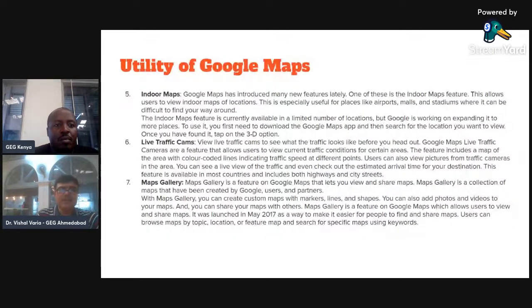Then is the Map Gallery, seventh. Map Gallery is a feature on Google Maps that lets you view and share maps. It is a collection of maps that have been created by Google users and partners. With Map Gallery, you can create custom maps with markers, lines, and shapes. You can also add photos or videos to your maps, and share your maps with others. It was launched in May 2017 as a way to make it easier for people to find and share maps.